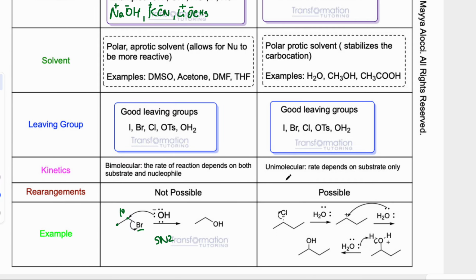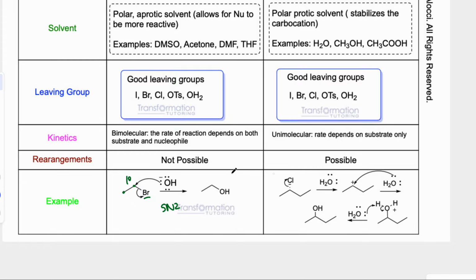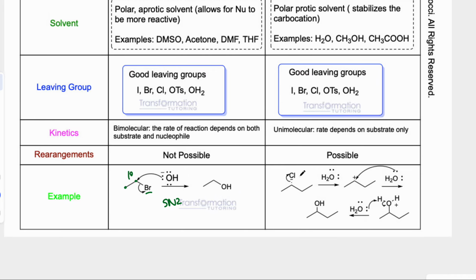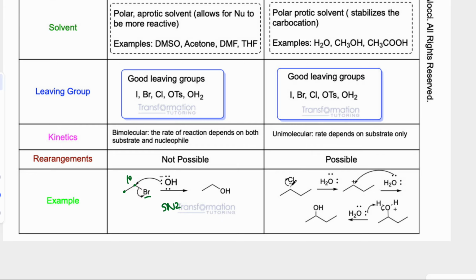For kinetics, only the first step in SN1 reaction is the rate determining step. So it depends on the substrate only. So rate will depend only on the substrate. Rearrangements are possible, and we will have to talk about them in another lecture. And then finally, this is an example of SN1 reaction. And in this reaction, you can see the leaving group leaves, creating carbocation.